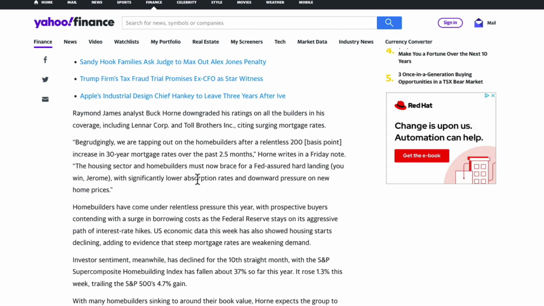Begrudgingly, we are tapping out on the home builders. After a relentless 200 basis point increase in our 30-year mortgage rates over the past 2.5 months, the housing sector and home builders must now brace for a Fed-assured hard landing with significantly lower absorption rates and downward pressure on new home prices. Now, we've heard this for quite some time. We followed the housing sector for quite some time, and it's gone straight down. Yes, this is something that could have been said 3-4 months ago.